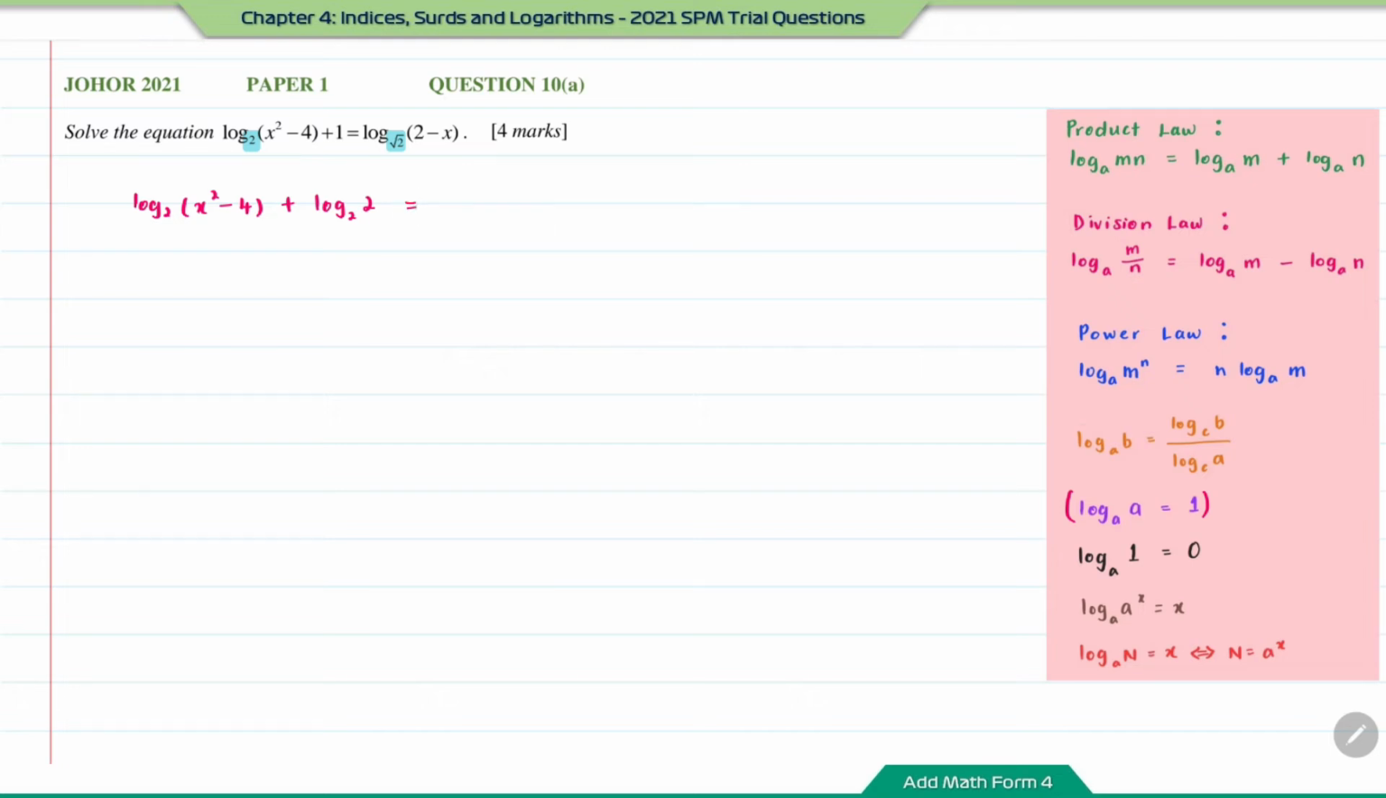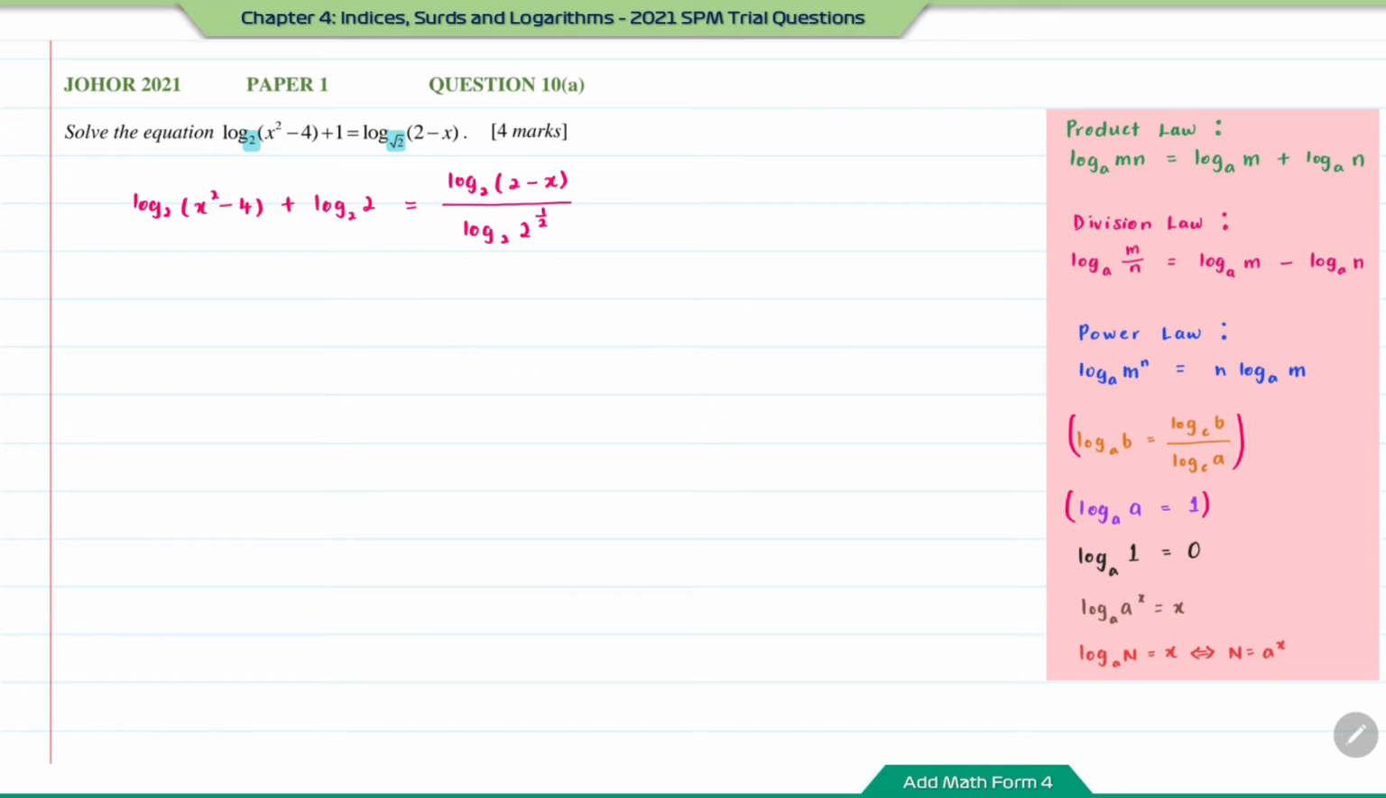And now refer to here, log base a of b equals log base c of b over log base c of a. So here I can change it to the log of base 2. So here will become log base 2 of (2 minus x) over log base 2 of square root of 2. Now this square root of 2, I can write it as 2 to the power of 1 over 2.